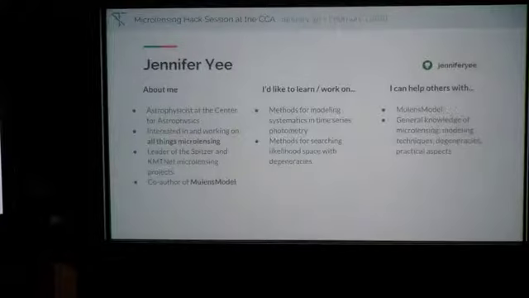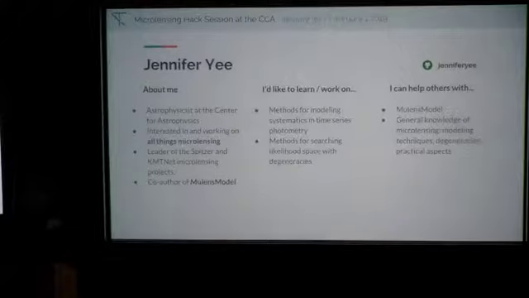Hi, I'm Jennifer Yee. I'm from the Center for Astrophysics. I have a lot of expertise in microlensing. I'm the leader of the KMTNet and Spitzer microlensing projects. And I helped Radek with writing MuLens model.